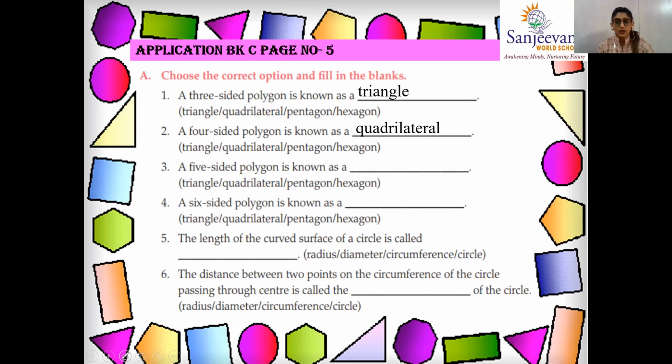A five-sided polygon is known as pentagon. A six-sided polygon is known as hexagon. The length of the curved surface of a circle is called circumference. And the distance between two points on the circumference of the circle passing through the center is called the dash of the circle. Passing through the center is known as its diameter. Correct. Now these terms, you have to learn them. It's very, very important.